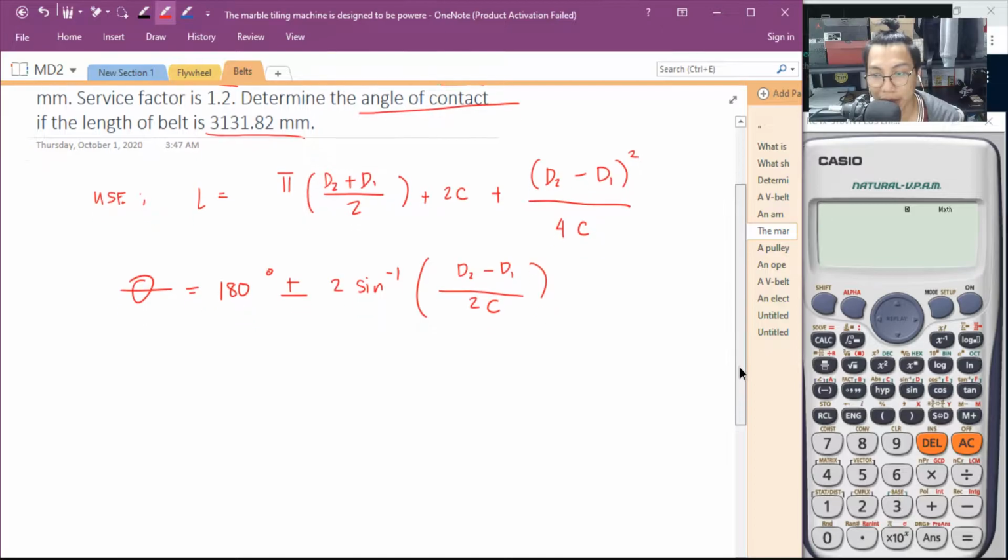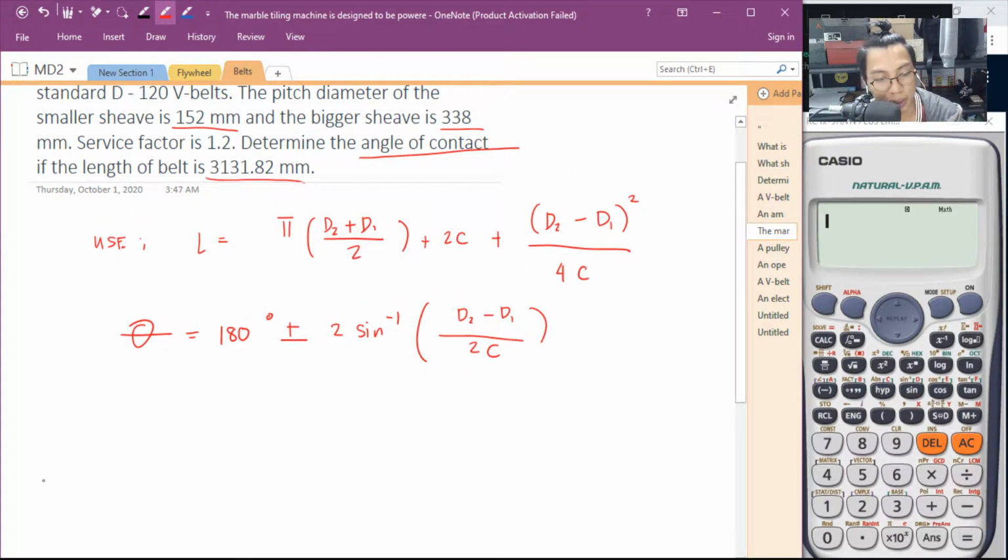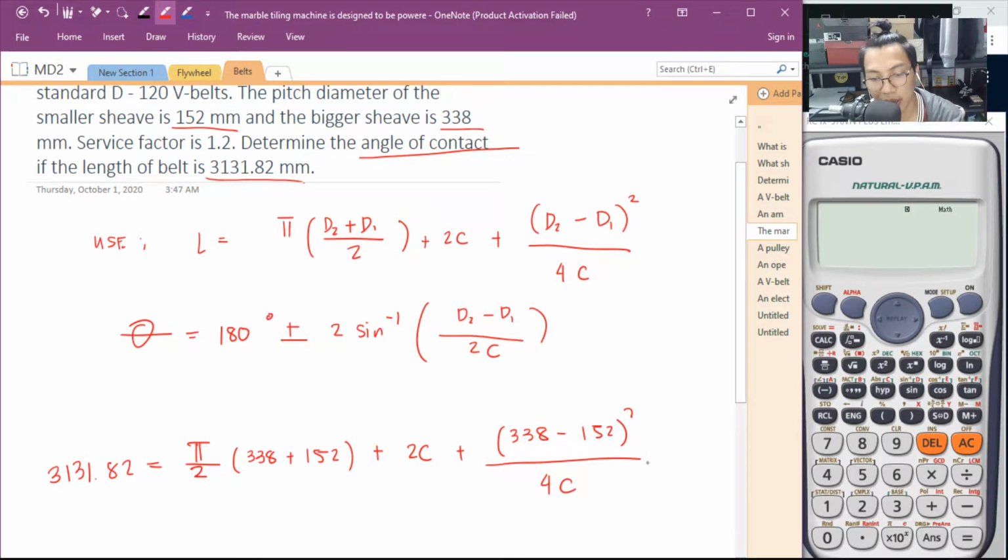C. Anong ginawa natin nakaraang meeting? Di ba ang ginamit natin dyan is the what? Quadratic equation. So first, ayusin muna natin yung equation. So 3131.82 mm. Wag natin lagay yung kanyang unit kasi ganun din naman po ang mangyayari dyan. Pi over 2 multiplied to D1 over D2, that is 338 plus 152, tapos plus 2C plus 338 minus 152 square the value divided by 4C. What's missing is yung C.